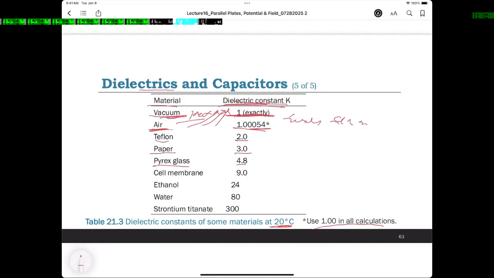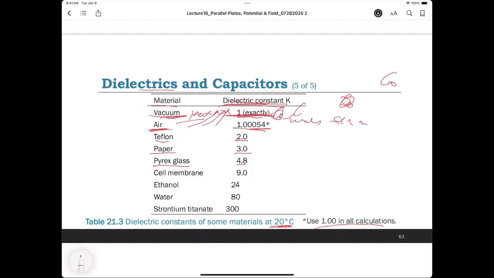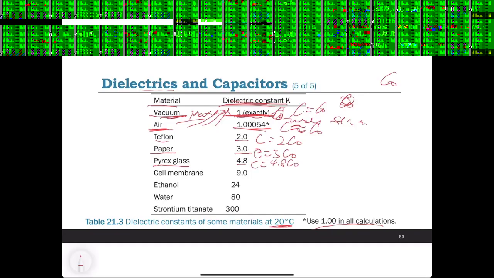It's 4.8. C0 is the original one, and for the vacuum, the new one equals the original one. This is approximately the original one, and this is just 2 times the original one. This is 3 times the original one. This is 4.8 times the original one. This is 9 times the original one.